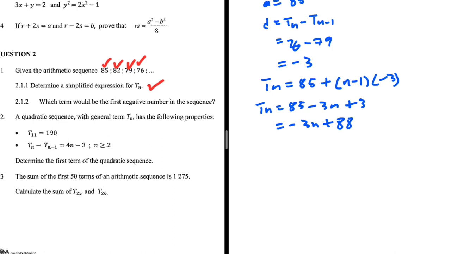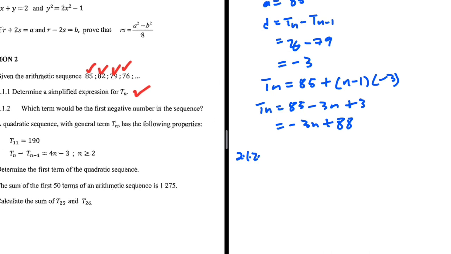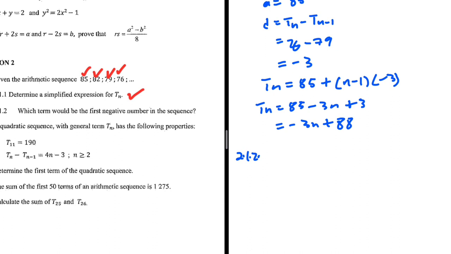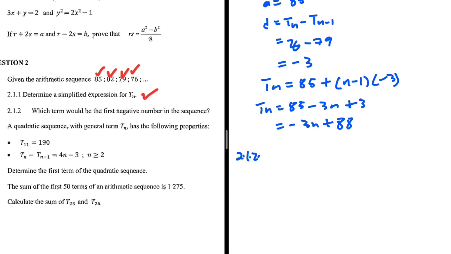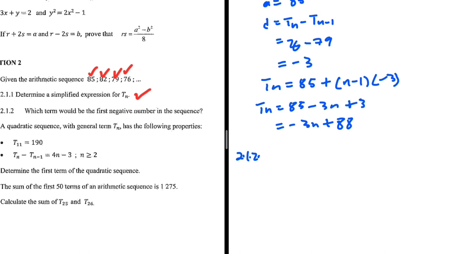That is 2.1.1. Let's go ahead and take a look at 2.1.2. Right, let's see what's happening here. Which term will be the first negative number in the sequence?